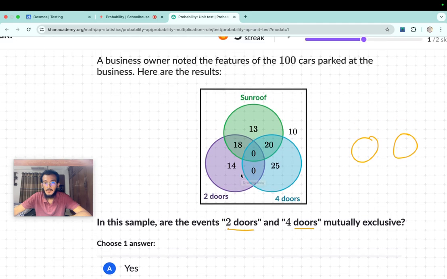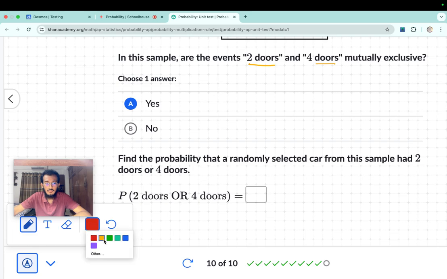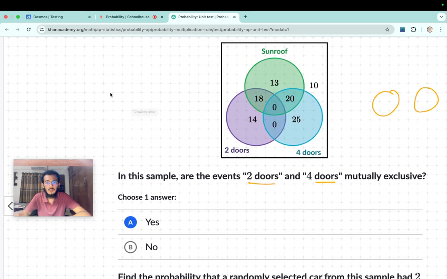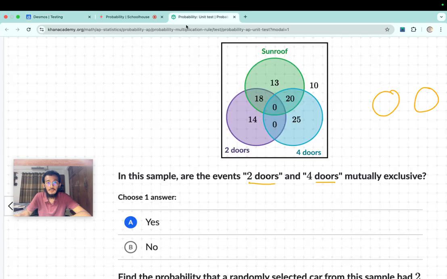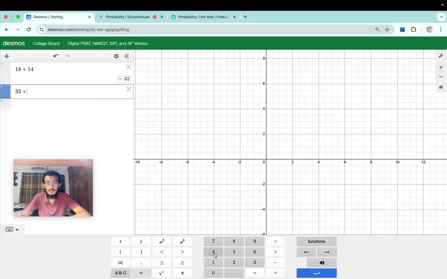So what is the probability of two doors? In total you have 100, so all of this data adds up to 100. We have 18 plus 14 for two doors, which is 32. And for four doors, we have 25 plus 20, which is 45. So 32 plus 45 is 77.